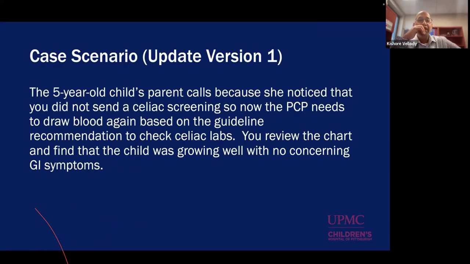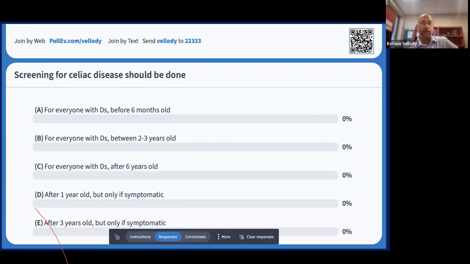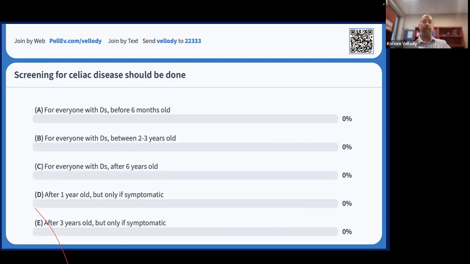All right. So in this case, now the labs you got back from the family were all looking normal, but then the child's parent calls because she notices you didn't send the celiac screening, and now the PCP has to draw labs again because you forgot to check the celiac labs. And so now you review your chart and you realize that the child was growing well. There really were no concerning GI symptoms. So let's answer this question and take a moment, because I know that the answer choices can be a little bit wordy, but give your best guess as to when should celiac disease screening be done.